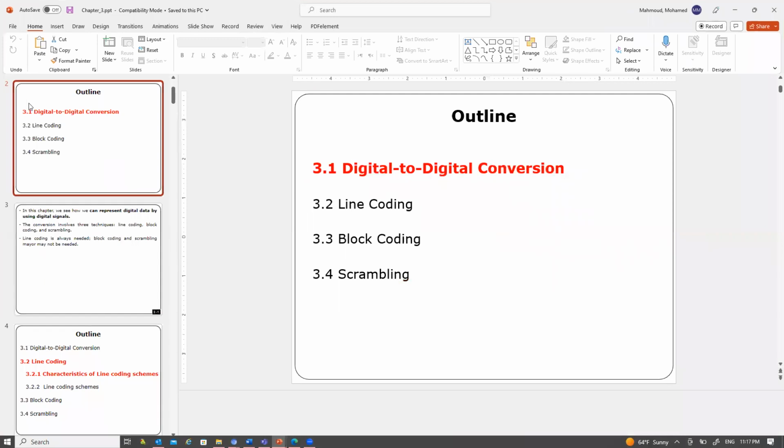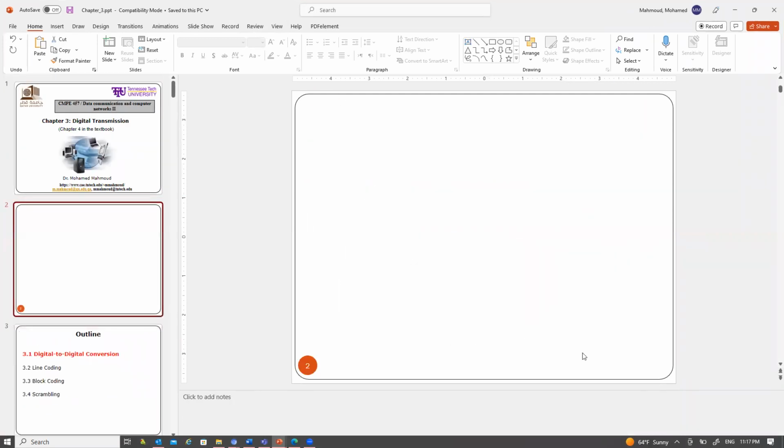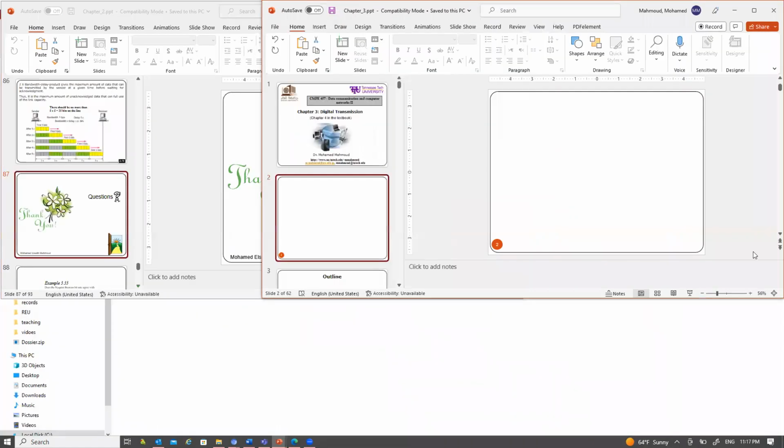Before I start this chapter, I want to tell you what we're going to do in this chapter and the next chapter, and how this is related to what I explained before.